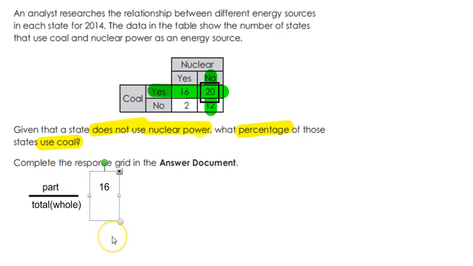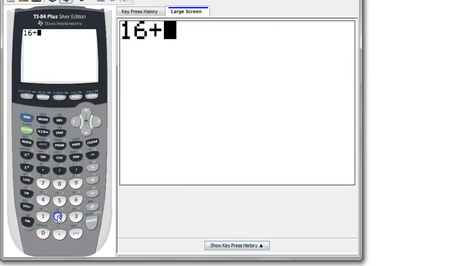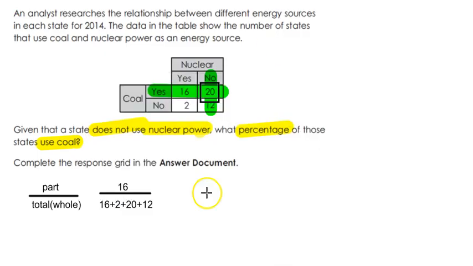For the total, we just need to add up 16 plus 2 plus 20 plus 12, and figure out what that is. And we could do that with our calculator. 16 plus 2 plus 20 plus 12. Okay, that's 50. So we know our fraction is 16 over 50.